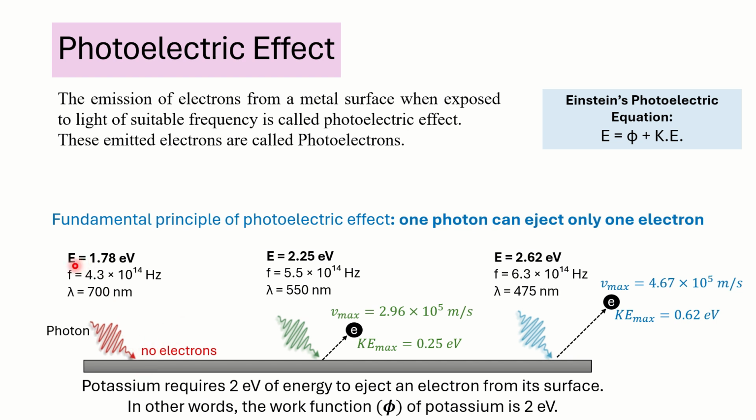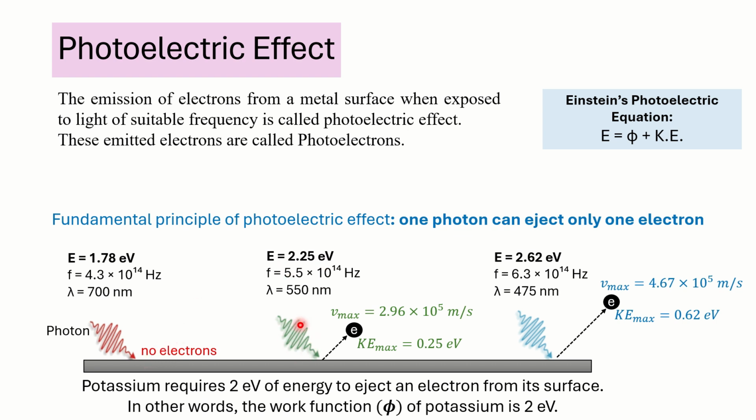It means the energy of the photon is less than the work function of this metal. So if the energy of the photon is less than the work function of the metal, this photon is unable to eject the electron from this metal surface. That's it. Let's move on to another photon.